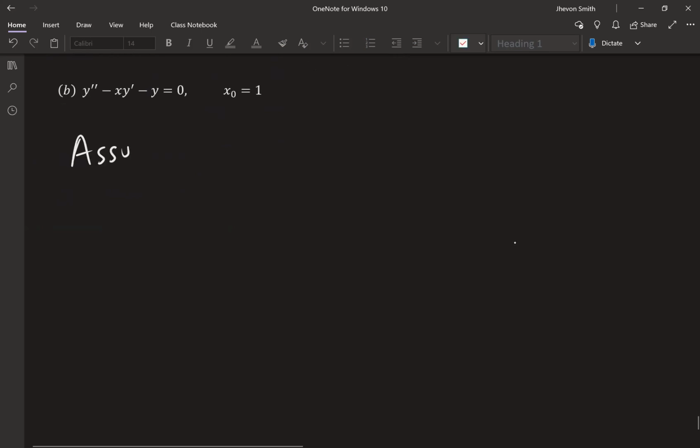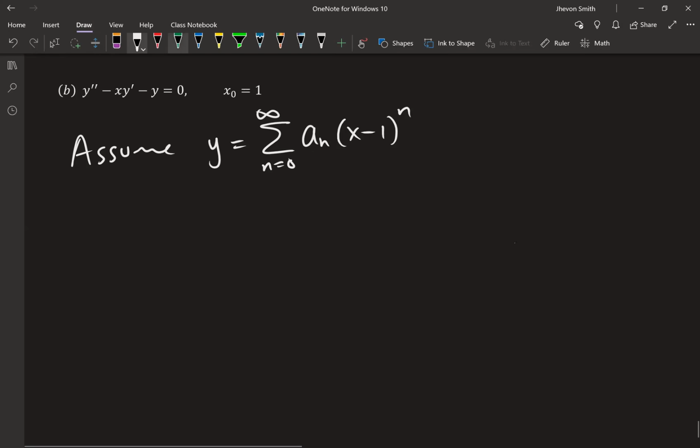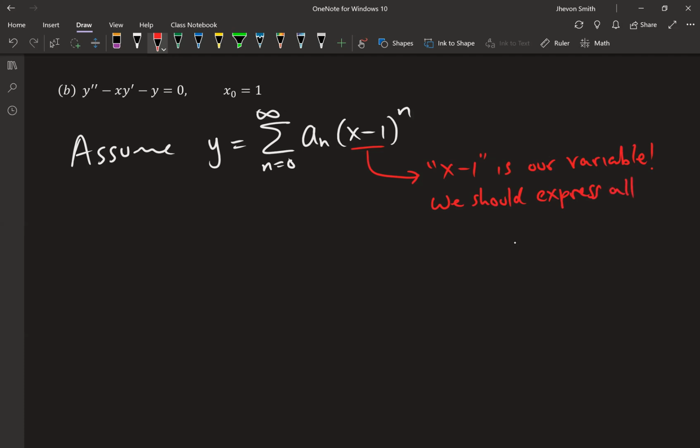So we're going to assume our y equals the series of a_n times (x minus 1) to the n. So notice here that x minus 1 is our variable. Now, it behooves you to write all your variables in terms of the variable of the power series. So we should express all other variables in terms of x minus 1. Or, here's another option just to start off, do a substitution.